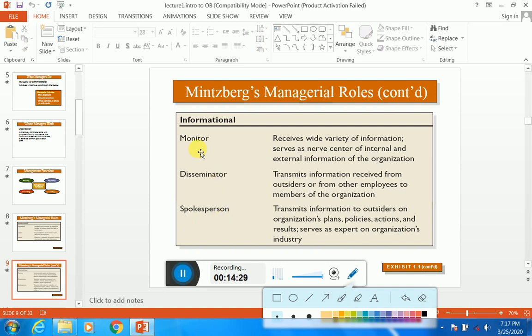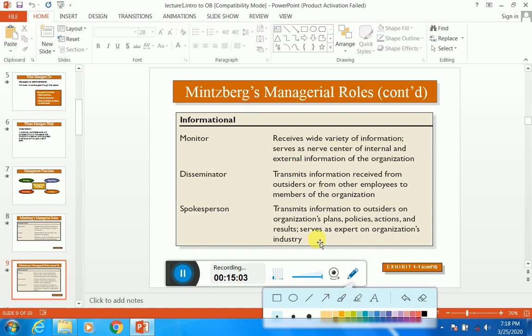Now what is monitor? As it is stated, receives wide variety of information, serves as nerve center of internal and external information of the organization. Simply stated, it means that they get information by reading magazines and talking with other people to learn of changes in the public taste, what competitors may be planning, and they stay alive. Such activity is known as monitor role.